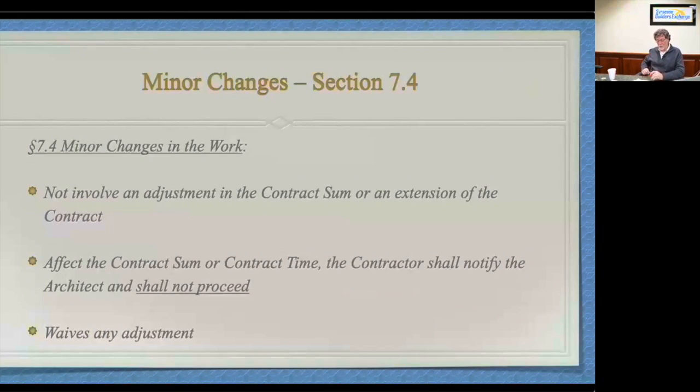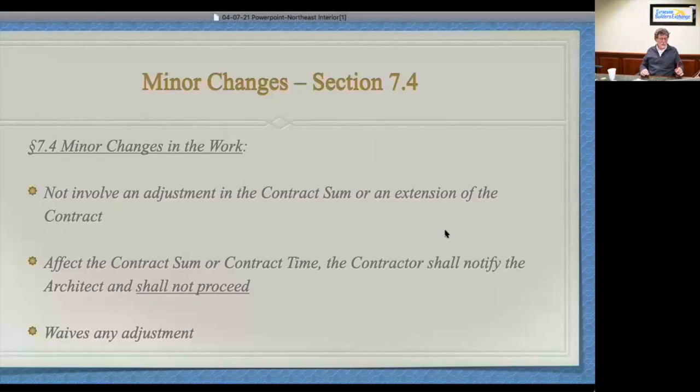So now, under the new AIA document, minor changes to the work. There is a new catch in here that really is kind of important because it's a gotcha clause. Why is this important to subs? Because I know some of you on here are subs. It's important because this type of clause could be in your subcontract as well. And or this type of clause could be incorporated into your subcontract by what we call a flow down clause, a flow down provision. But minor changes are defined as a change that does not involve an adjustment in contract sum or contract time. It's a minor change.